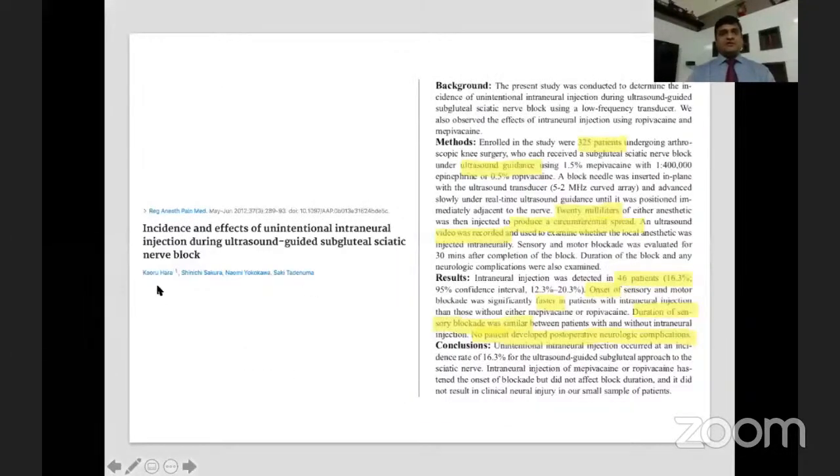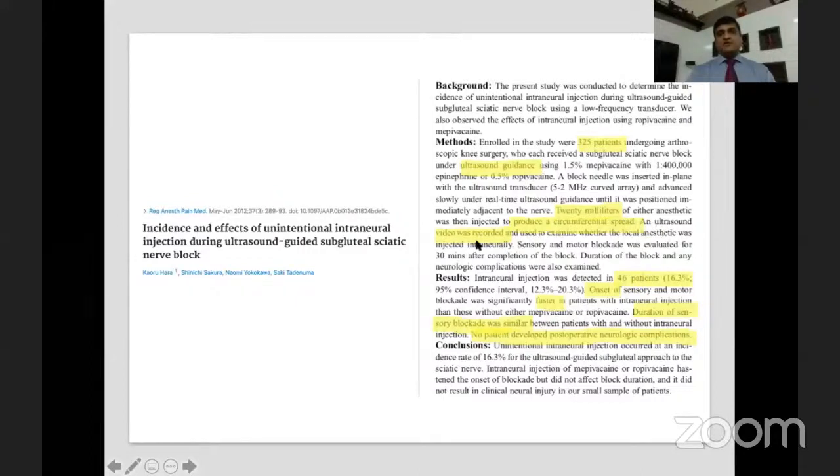This is another interesting study by Korohara, published in RAPM in 2012, where they studied the incidence and effects of unintentional intraneural injection during ultrasound-guided subgluteal sciatic nerve block. They studied 325 patients undergoing arthroscopic knee surgery who received a subgluteal sciatic nerve block by ultrasound guidance. Then they gave around 20 ml of the drug to produce circumferential drug spread around the nerve.